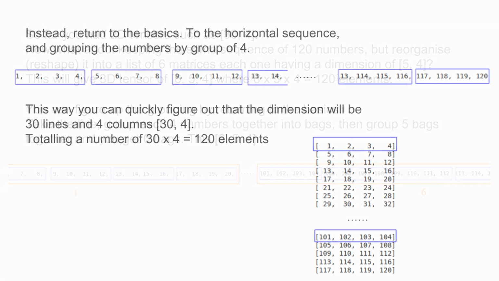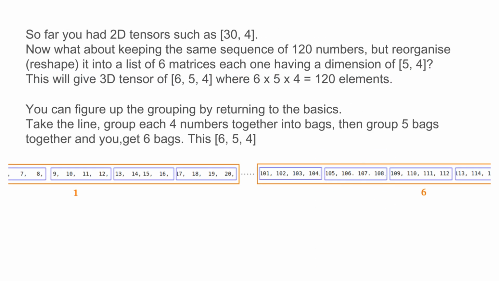Let's keep going. So far, we've worked with 2D tensors, like 30 by 4. But what if we keep the same sequence of 120 numbers and reorganize them into a list of 6 matrices, each with a shape of 5 by 4? This transformation gives us a 3D tensor with a shape of 6 by 5 by 4, where we have 6 matrices. Each matrix has 5 rows and 4 columns. 6 times 5 times 4 is equal to 120 elements, still the same total.